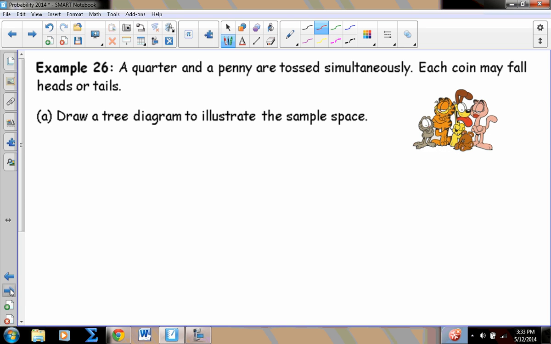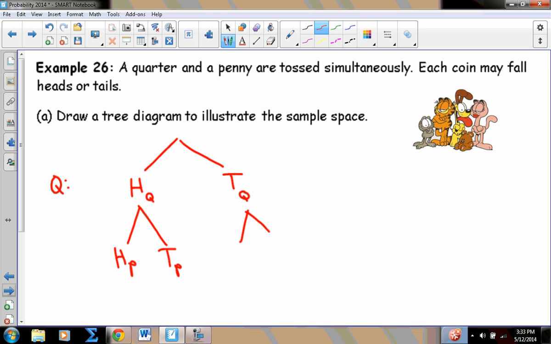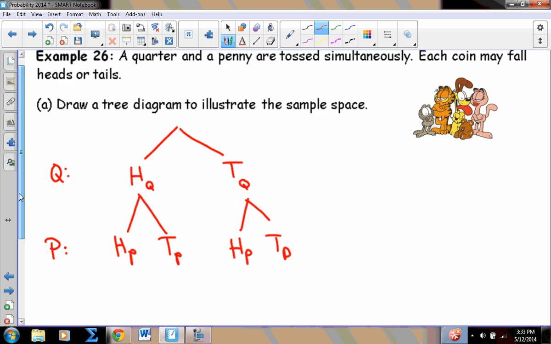All right, we have a quarter and a penny. Each coin can come up heads or tails. So the first thing I'm going to do is toss the quarter. The quarter can come up heads, the quarter can come up tails. And if I wanted to, I could use subscripts. The head for the quarter, tail for the quarter. Then when I toss the penny, it could come up heads and the penny could come up tails. And if I get a tail on the quarter, the penny could still come up heads and the penny could still come up tails. There's the penny. Okay, so I have 4 possible outcomes.